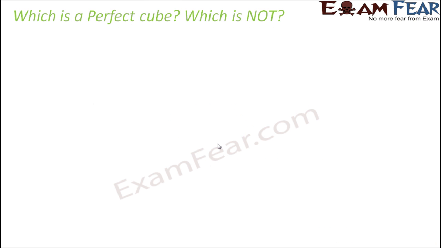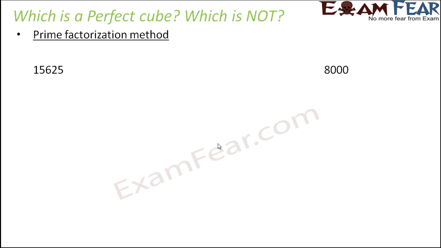Now comes our next challenge. If we are given any random number, how do we decide whether that number is a perfect cube or not? Because not every number is a perfect cube. For example, we are given these two numbers, 15625 and 8000. If I ask you which is a perfect cube and which is not, how do you know whether this particular number can be written as a product of one number multiplied by itself 3 times? How will you know that?